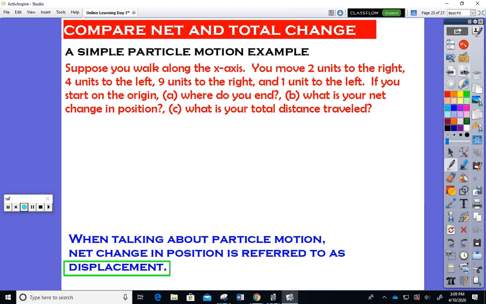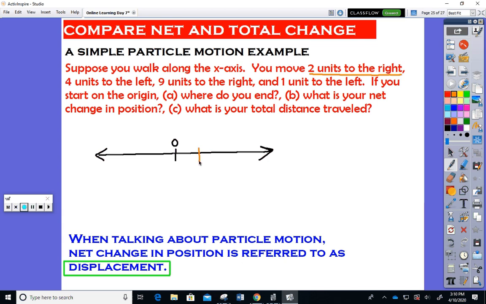Okay, so I'm going to give you a real simple particle motion problem where we're going to think about marching around on the x-axis. But we're not going to do a whole lot of calculus, but just get you in this mindset. So let's see here. Suppose you walk along the x-axis. You move 2 units to the right, 4 units to the left, 9 units to the right, and 1 unit to the left. If you start on the origin, where do you end? Okay, so if I'm at 0 for my starting point, the first thing I do is move 2 units to the right.